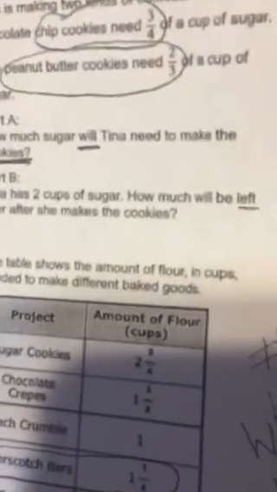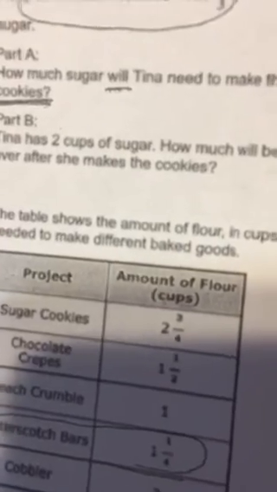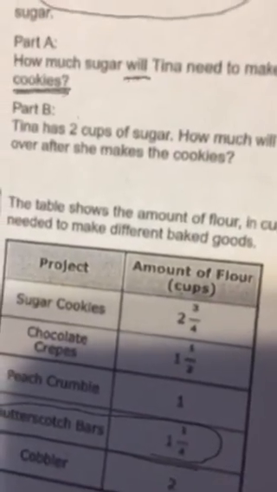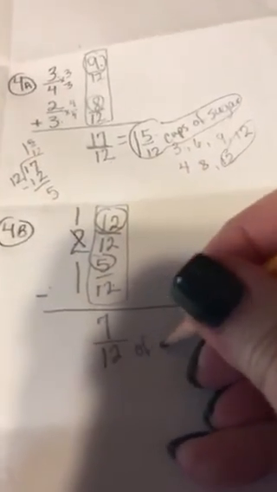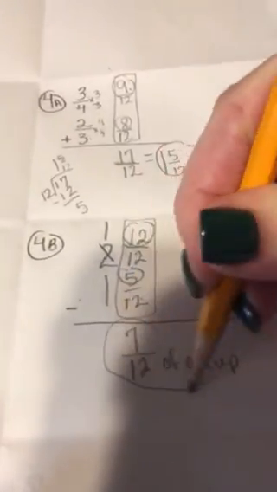7/12 what? Go back to the question. What did they even ask me for to begin with? How much sugar will she have left after she makes the cookies? So the answer is she'll have 7/12 of a cup left over after she makes the cookies.